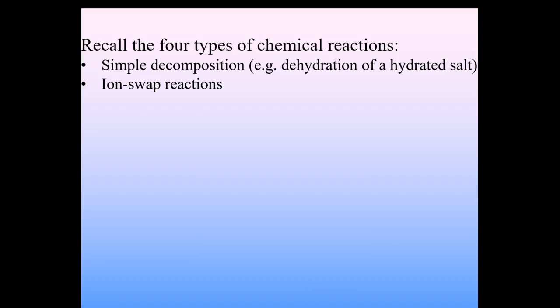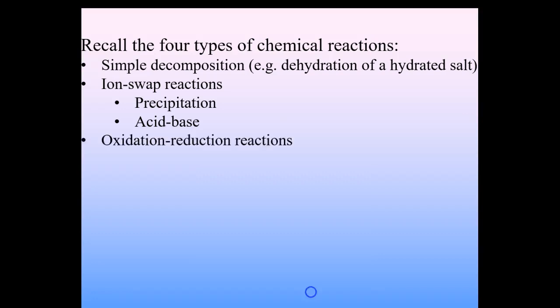There then are ion swap reactions, and there are two types. The first is precipitation, where an anion and a cation combine to form a not very soluble substance like barium sulfate, and the acid-base reaction, which in the easiest type you have a hydrogen compound like hydrochloric acid reacting with a hydroxide compound such as calcium hydroxide to form water and a dissolved salt.